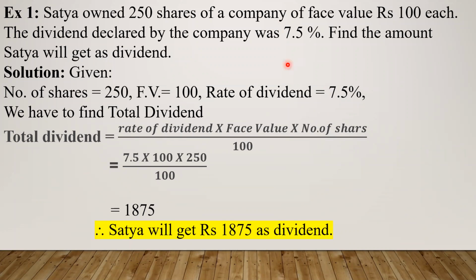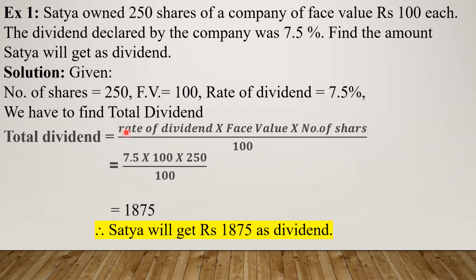What we have to find? Find the amount Satya will get as dividend. So we have to find total dividend of Satya. How much amount he will receive as a dividend. What is our formula to calculate total dividend? It is rate of dividend into face value into number of shares divided by 100. See, rate of dividend into face value is what? Rate means it is 100, so 7.5 upon 100. So this much will give you the dividend on one share. And when you multiply it by number of shares, you will get his total dividend.